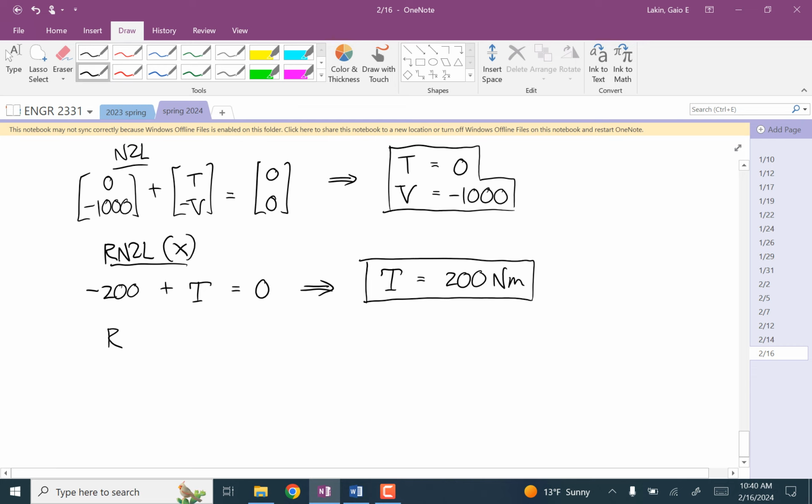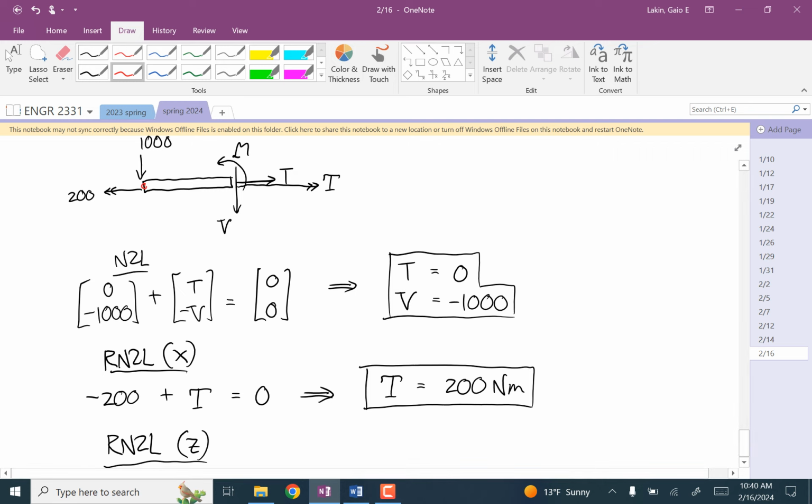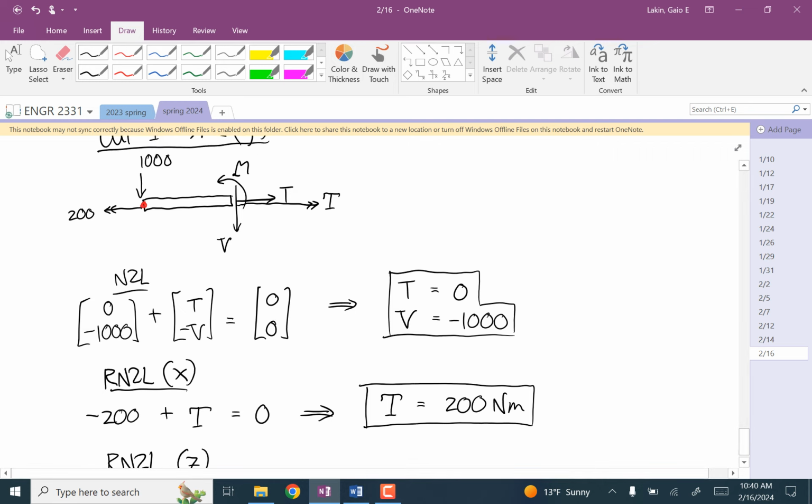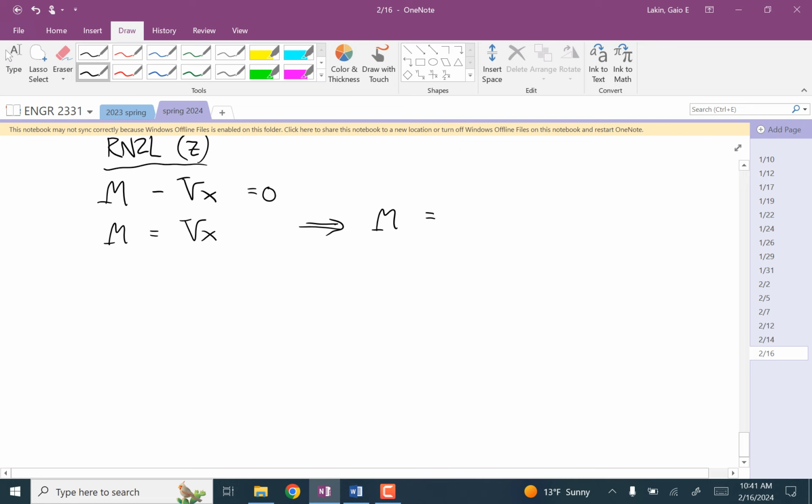And then we'll do the moment equation about the z-axis. My about point, as always, is going to be on the left. So that 1,000 doesn't produce a moment. So all we have is the bending moment minus V times x is equal to 0. So M is equal to Vx. And so our V was negative 1,000, so M is equal to negative 1,000 x.